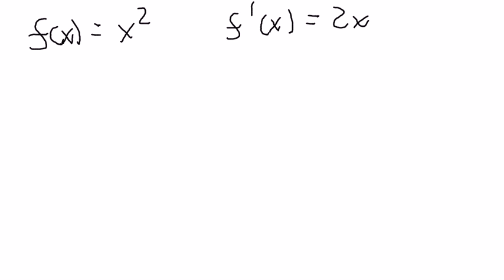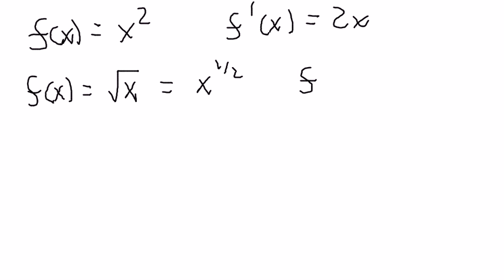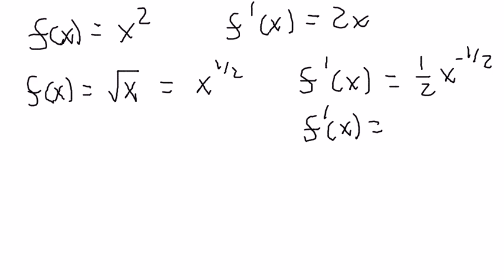Remember, that one was not too hard to work out, but if I had f of x equals the square root of x, we want to write that as a fractional exponent, which is x to the 1/2. We're going to bring the 1/2 down, and reduce the power by 1. So it's 1/2 x to the negative 1/2. And recall that the negative 1/2 only goes with the x, so I can rewrite that as f prime of x equals 1 over 2 times the square root of x. And that's what you got when we worked it out by hand, but boy, that's a lot easier.